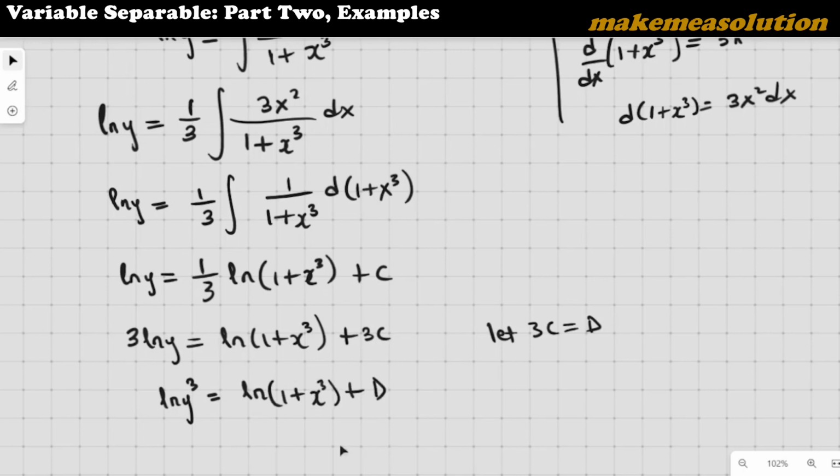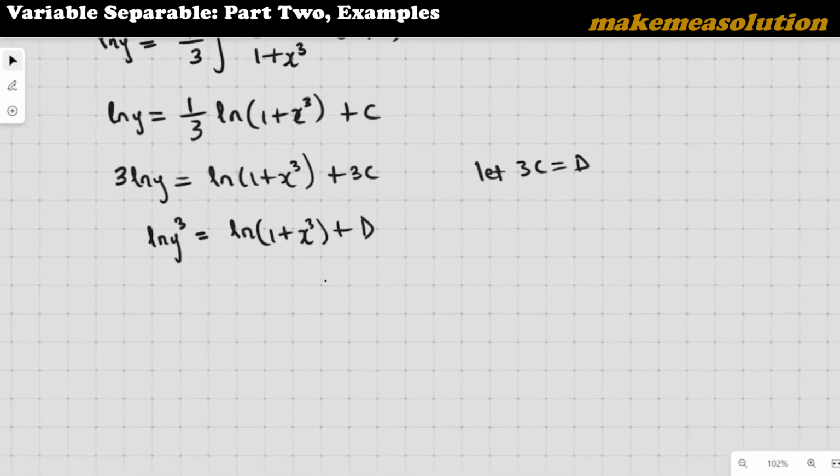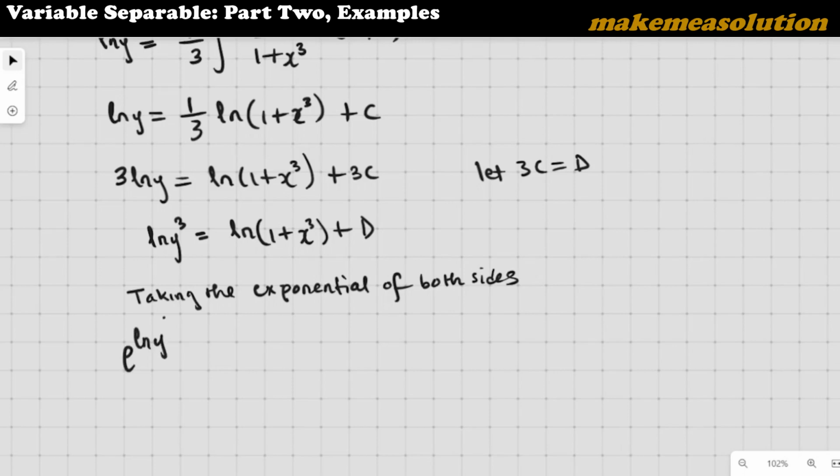Now see what happens when we take the exponential of both sides. So taking the exponential of both sides, you're going to get exponential of ln y cubed is equal to exponential of ln of 1 plus x cubed plus d.